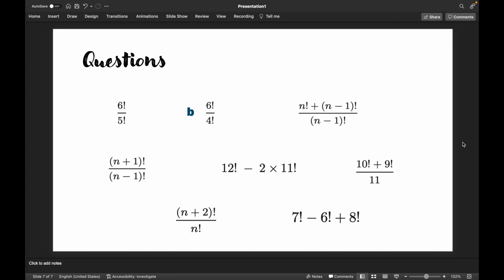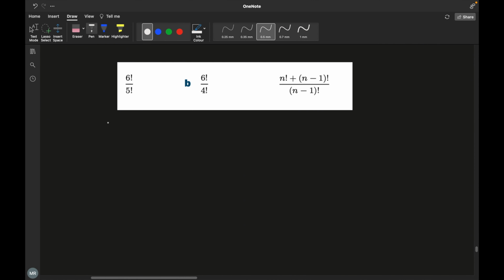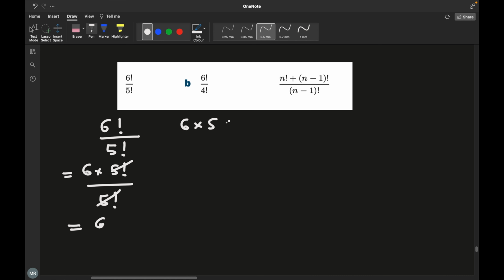And now let's solve some questions. In these questions, you'll have to simplify the expression as much as possible. Okay, now let's look at the first question. We have 6 factorial divided by 5 factorial. We can write 6 factorial as 6 into 5 factorial, divided by 5 factorial. We can cancel this out and we're left with 6. As you can see, this is very simple. And now let's look at a similar example. 6 factorial would be 6 into 5 into 4 factorial, divided by 4 factorial. We can cancel this out and we're left with 30.